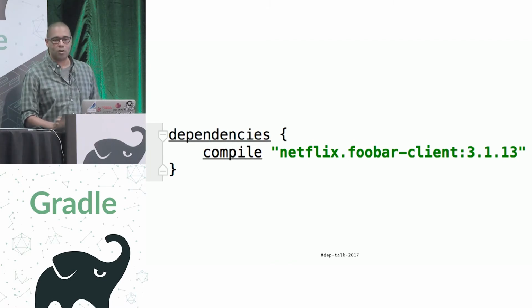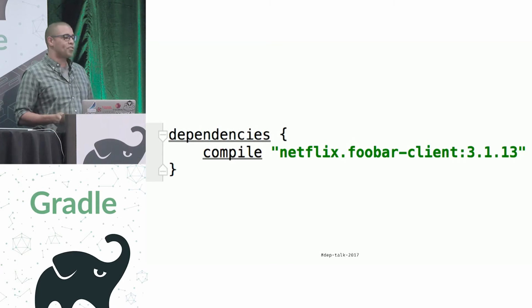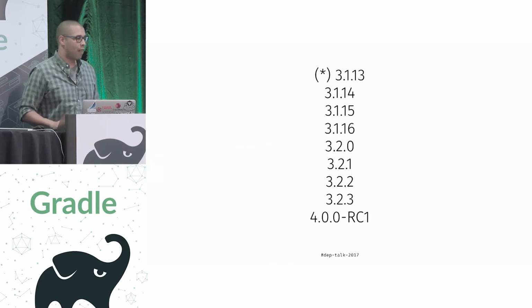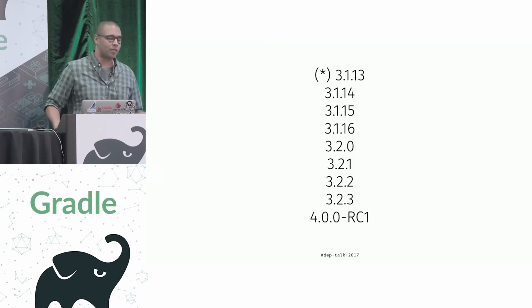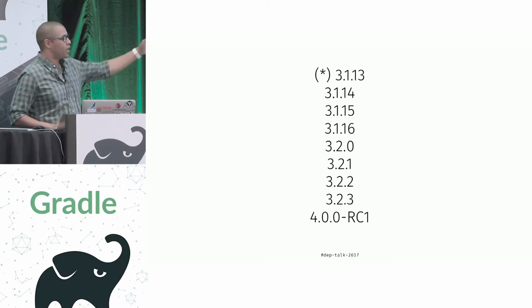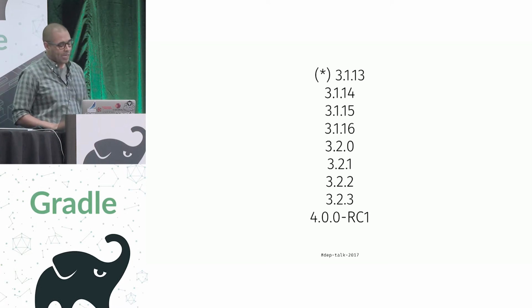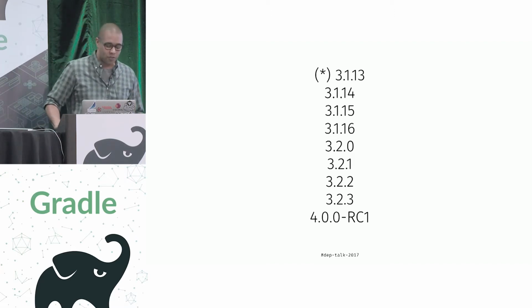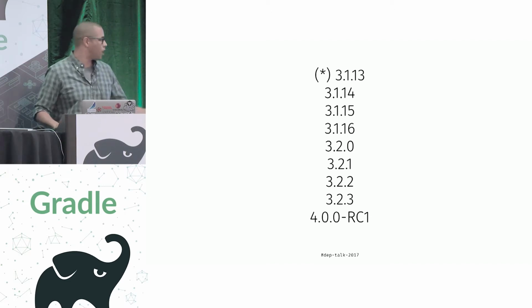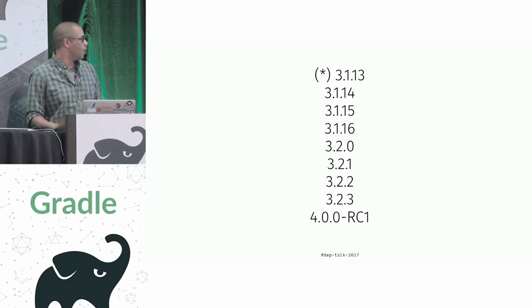And so we go into Artifactory or Nexus or whatever you're using, and you go look to see what versions are available. And you get a list, something like this. You can see we're pinning to 3.1.13 up there, and you can see that this team's been active. There's new versions of this client library. There's a whole bunch on the 3.1 track. There's a whole bunch of 3.2. And then also there's this 4.0 release candidate out there.